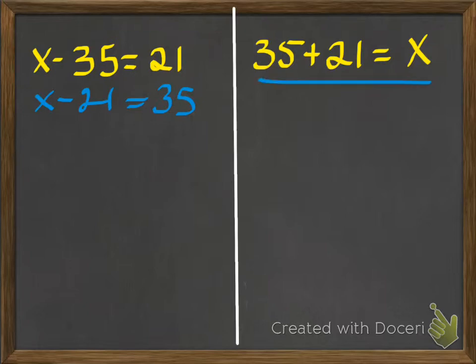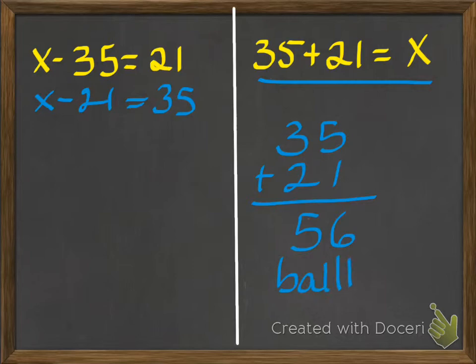And this one is the easiest one for me to do, so I'm going to go ahead and solve it this way. 35 plus 21 will equal the unknown amount. So he started off with 56 balloons.